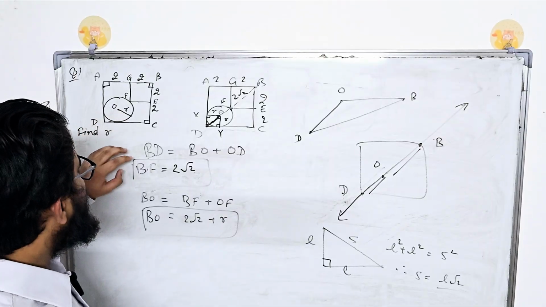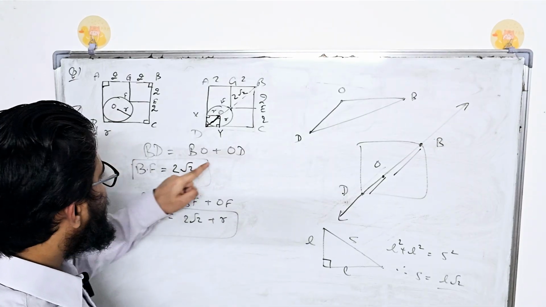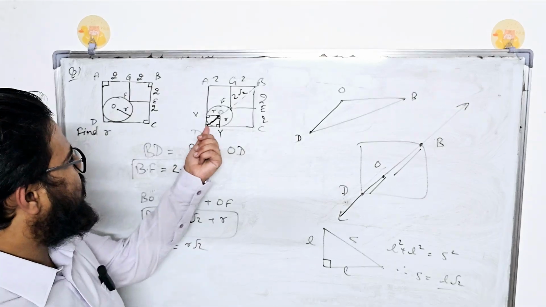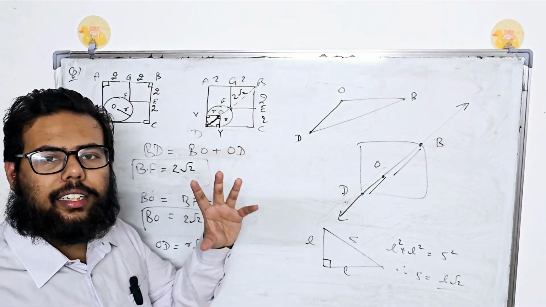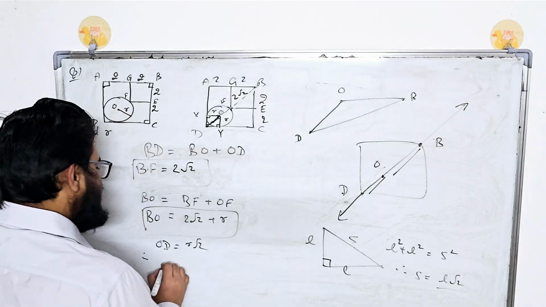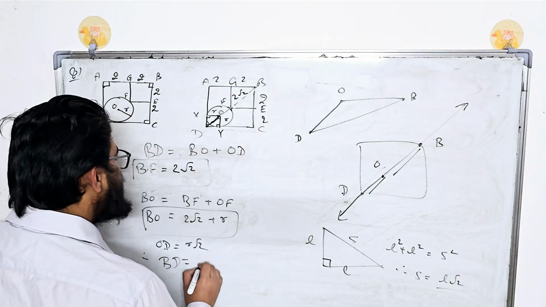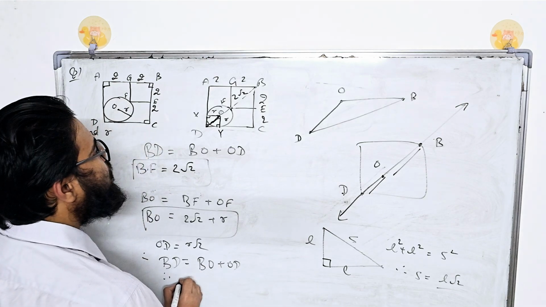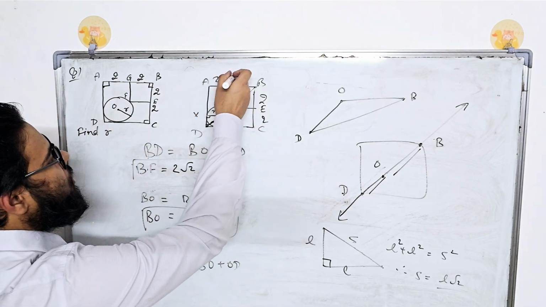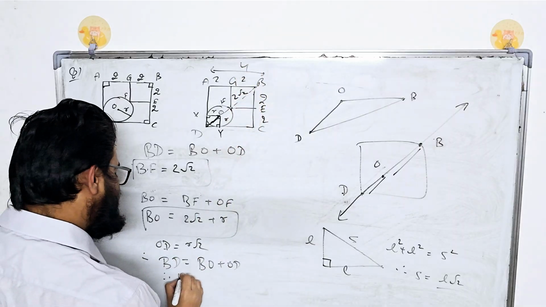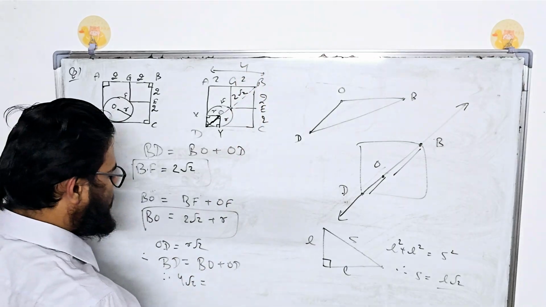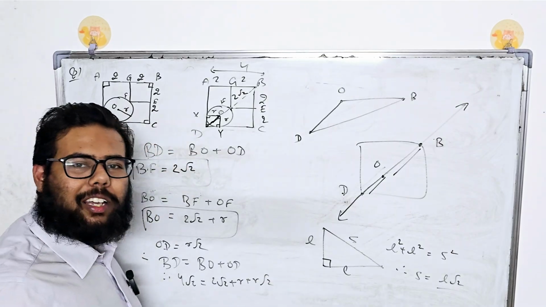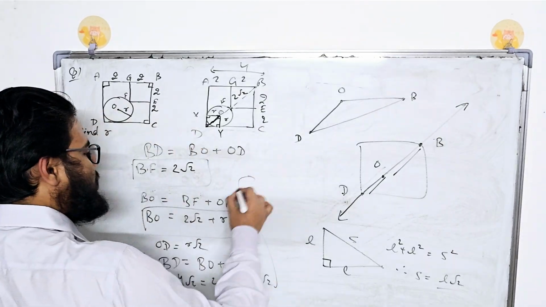Now we have to find the length OD. Well, OD is equal to R root 2, simple, because it is the diagonal, so the length of the diagonal is side length into root 2, correct? Hence BD is equal to BO plus OD, correct? Hence we have this length, which is 4 root 2, equal to the quantity 2 root 2 plus R root 2. Now from here you can clearly solve for R. So let's see what we get.